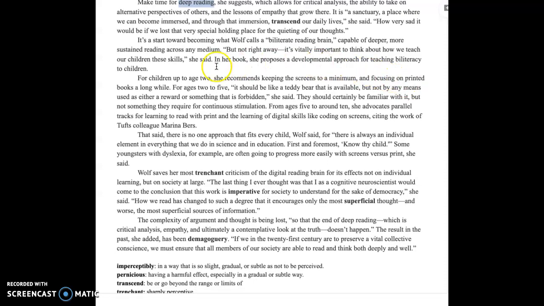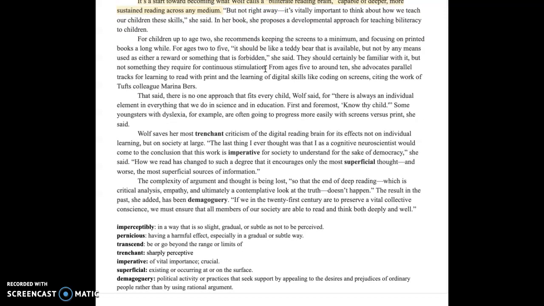She's got another term here. It's a start toward becoming what Woolf calls a biliterate reading brain, capable of deeper, more sustained reading across any medium. So I think what she's saying here is that we need both, right? We need to be able to skim and digest digital text, but we should not lose our deeper, sustained reading skills. I think that makes sense.